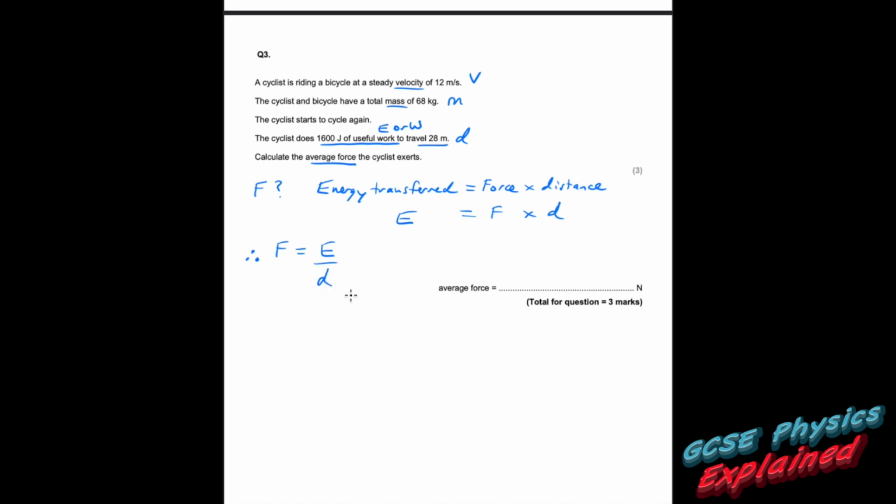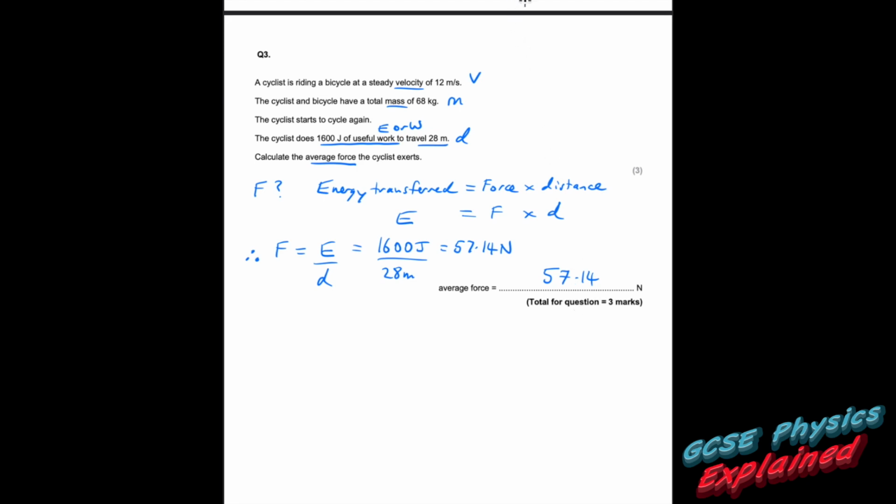Make sure you know how to rearrange equations, otherwise you're going to lose marks. Put the values in. And that comes out as 57.14. And that'll be newtons. And that's the last question. If you're studying Edexcel, this unit's very small and there's not many questions asked.